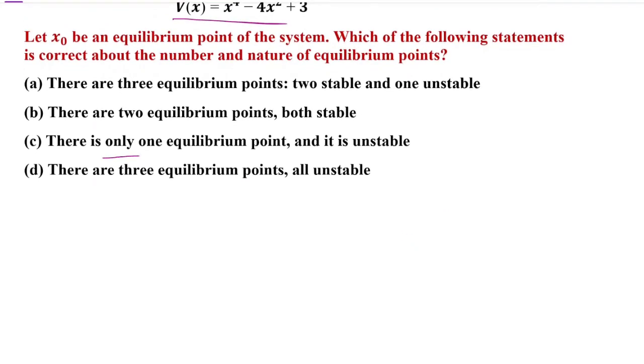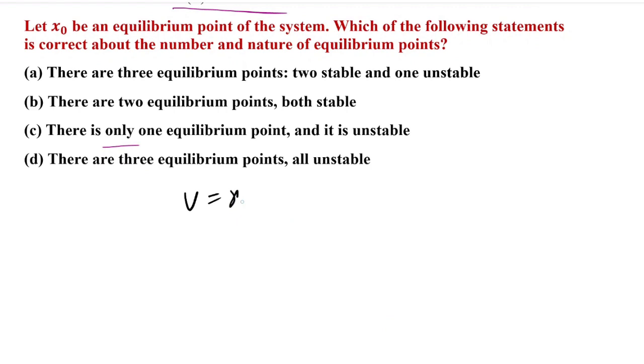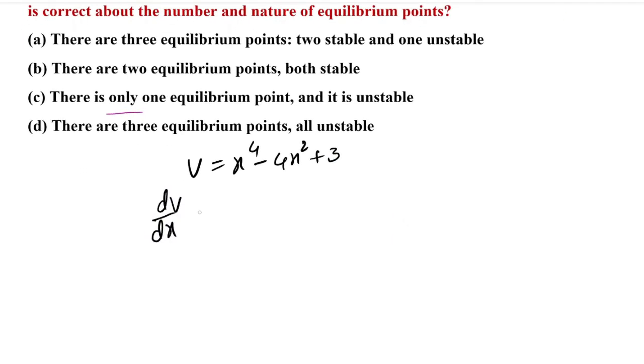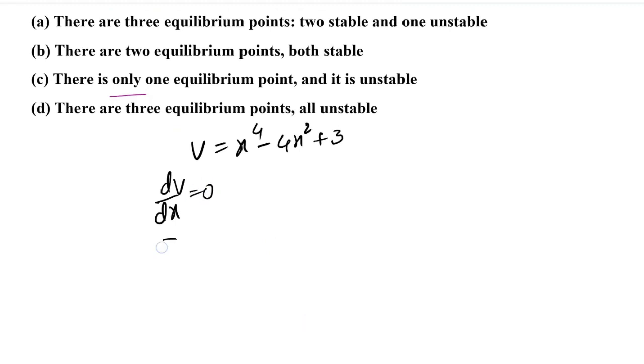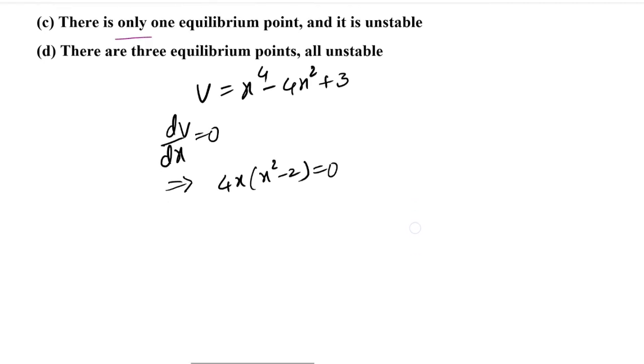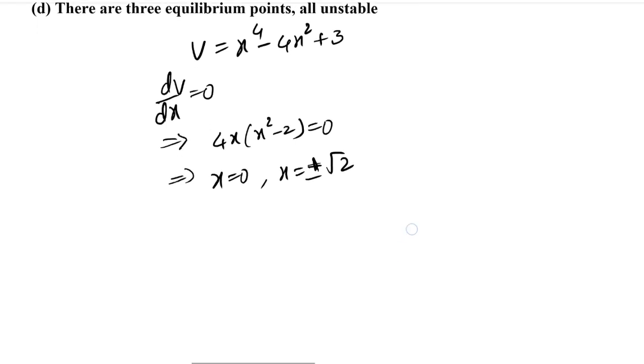So how to proceed? Simple. The given function is x power 4 minus 4x square plus 3. Initially find dV by dx and set it to 0. So we will get 4x into x square minus 2 is equal to 0. Upon solving it, we will get x is equal to 0 or x is equal to plus or minus root 2. So we have 3 points.